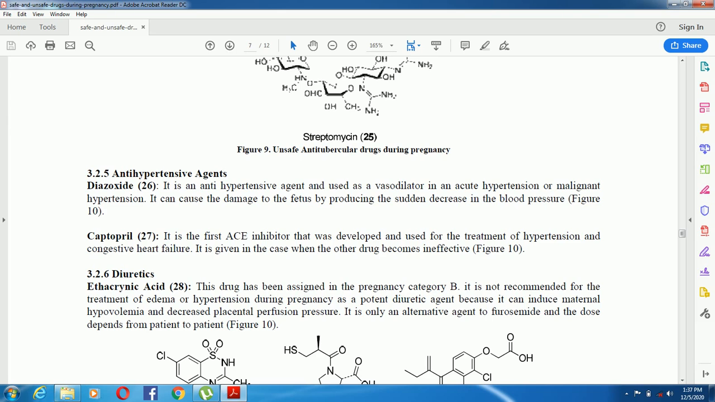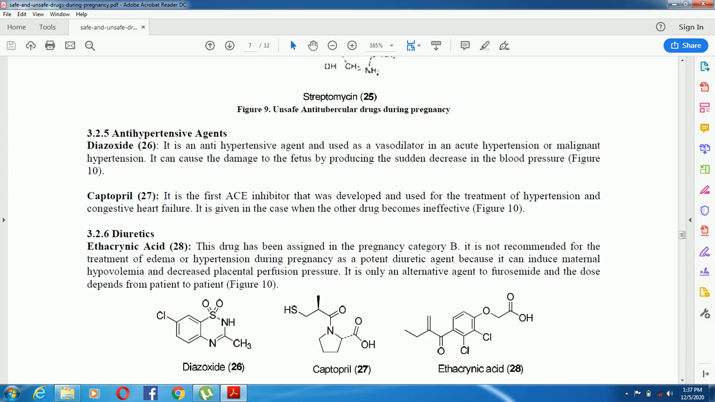Ethacrynic acid has been assigned to pregnancy category B. As we know, there are different categories of drugs: category A, B, C, D and X. It is not recommended for the treatment of edema or hypertension during pregnancy. It is a potent diuretic agent because it can induce maternal hypovolemia, as well as decrease the placental perfusion pressure. It is only an alternative agent to furosemide, and the dose depends from patient to patient.